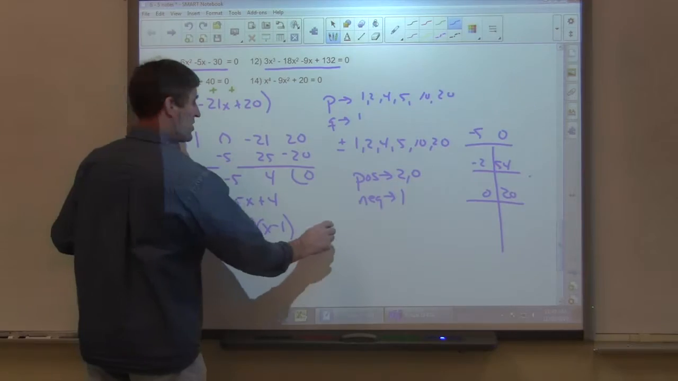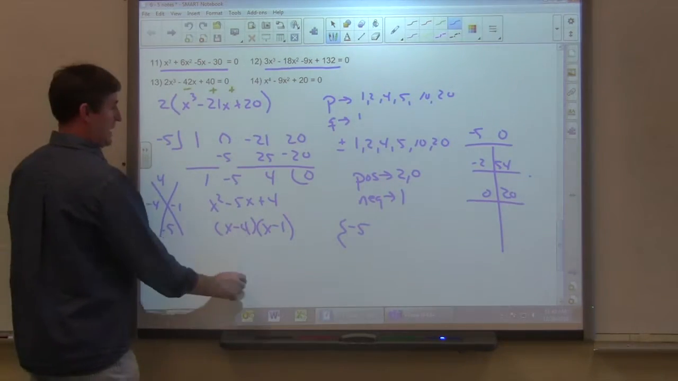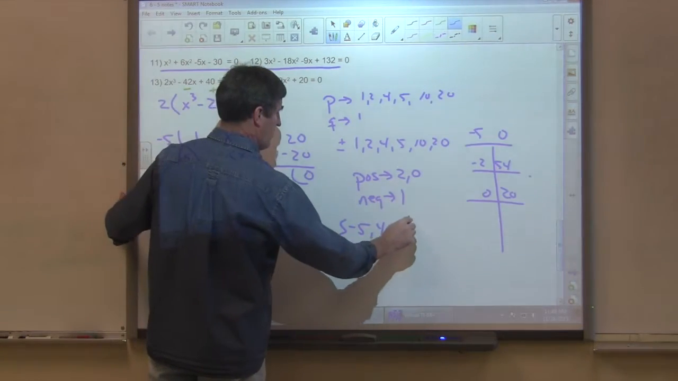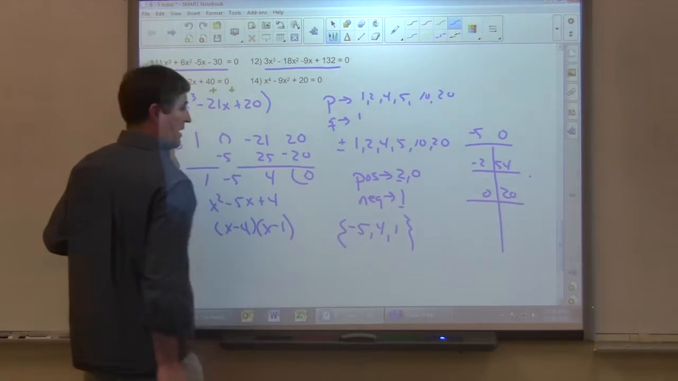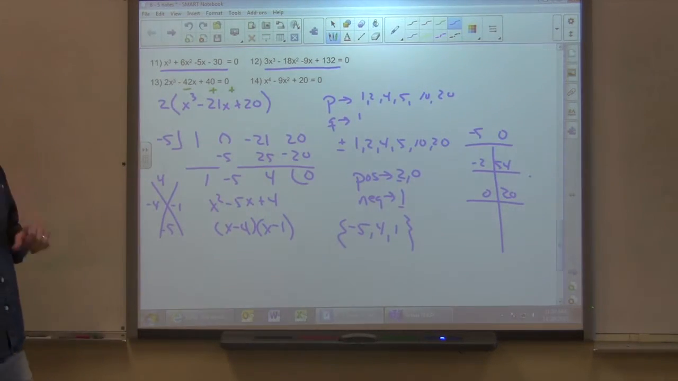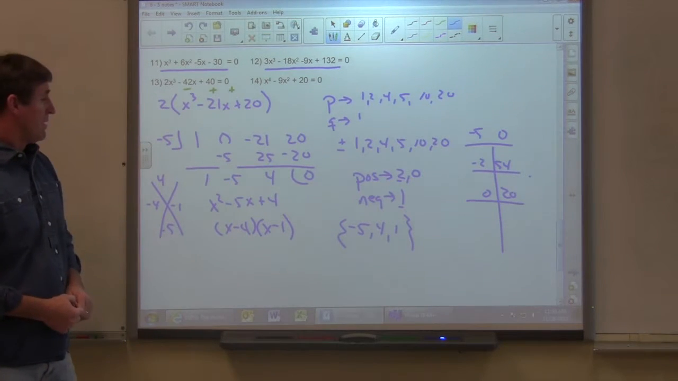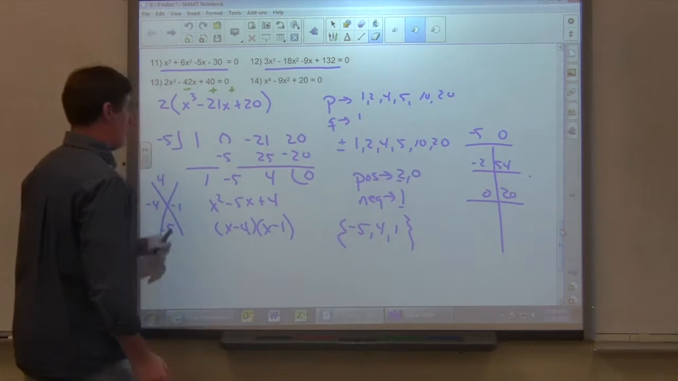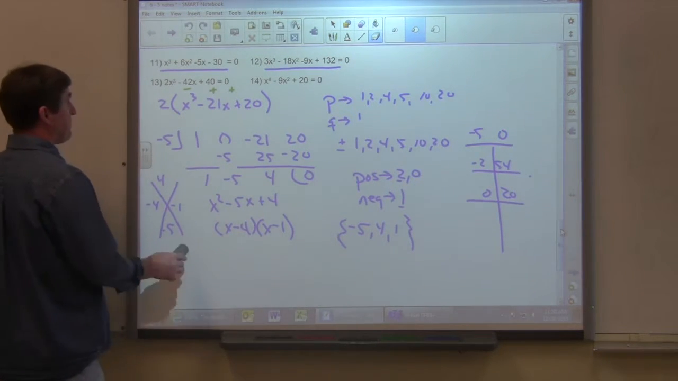And so our solutions already had negative 5. X minus 4, so it would be positive 4. And x minus 1, so it would be positive 1. Remember we said we'd have 2 positive and 1 negative, and that's what we got. And so we found our zeros. So that one ended up where we could factor at the end and do it. Now, again, you could have used the quadratic formula, and you still would have gotten 4 and 1.